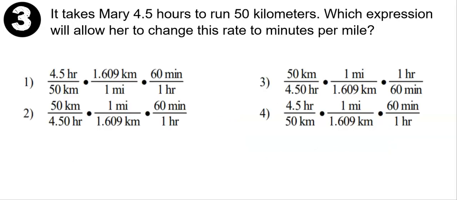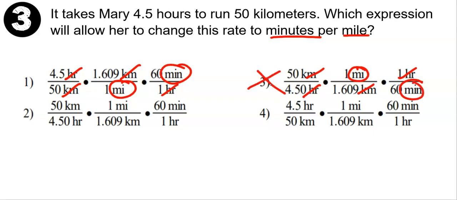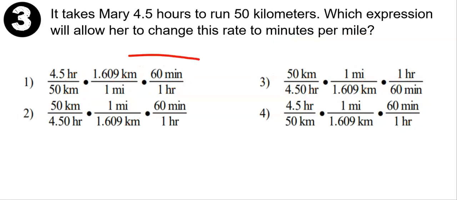Question 3 asks you which expression allows this student to change her rate to minutes per mile. When converting, remember that units only convert if they cancel in the numerator and denominator. So this one has minutes and miles left. That looks correct. This one has miles over minutes, which is incorrect. This one doesn't have enough cancellations. And this one doesn't have enough cancellations.